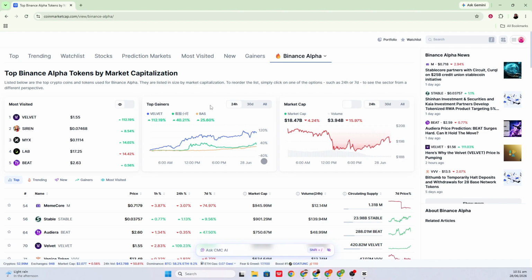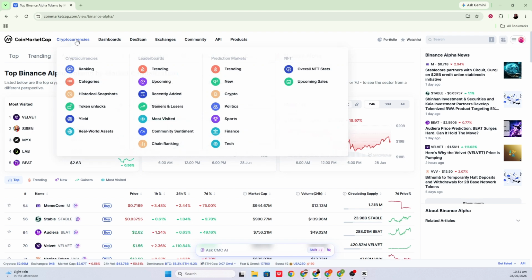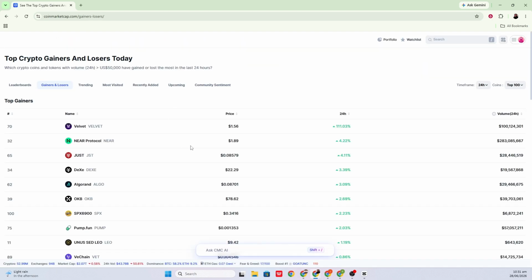After that, use the Gainers and Losers section. Open the Cryptocurrencies menu dropdown and select the Gainers and Losers page. For the momentum strategy, review the top gainers list. Filter the list by the top 100 or top 500 coins. Check the 1-hour or 24-hour performance. Look for major coins with strong gains and high trading volume.